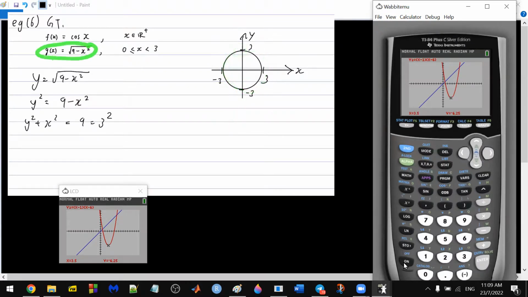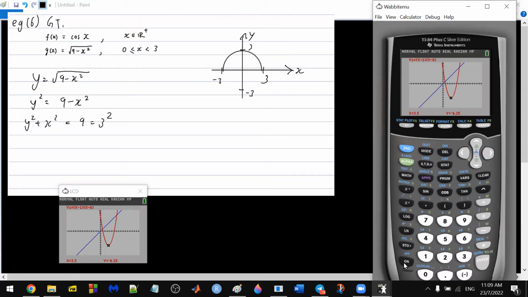But here, when we give you a function, I tell you it is a function. That means you must pass the vertical line test. Can you see that it's either the top half that passes the vertical line test or the bottom half? Since we are looking at the positive square root, it's actually just the top half. So let me just clean out my diagram. It should be this guy.